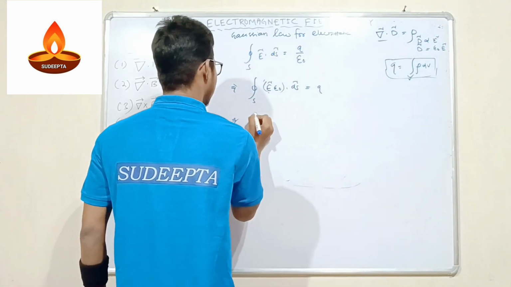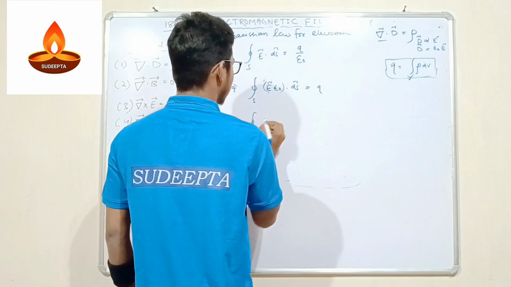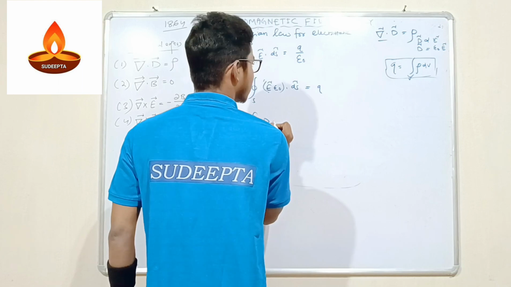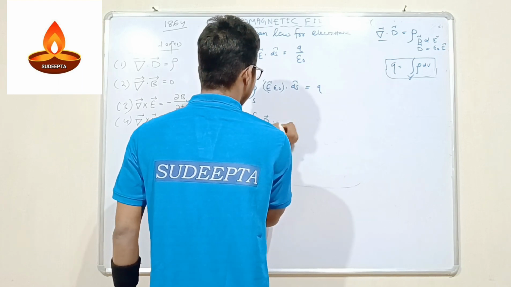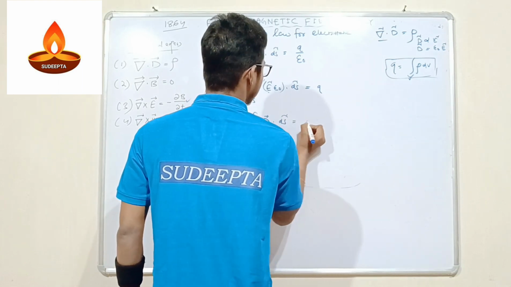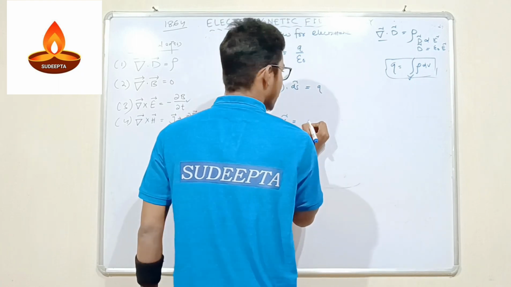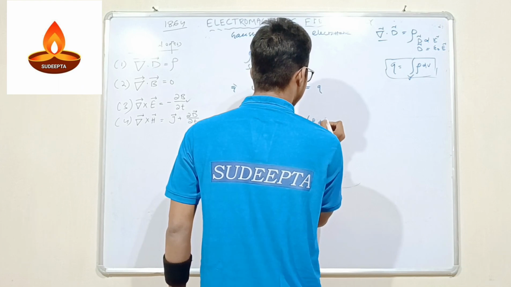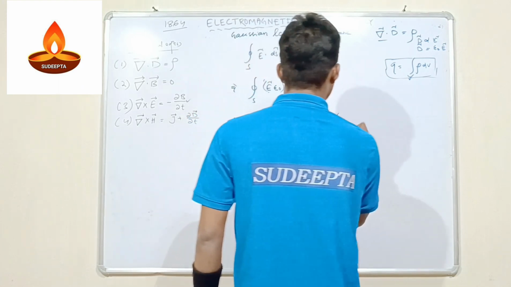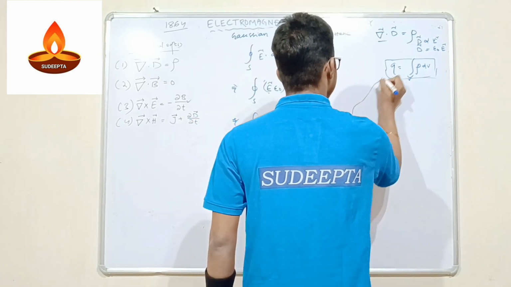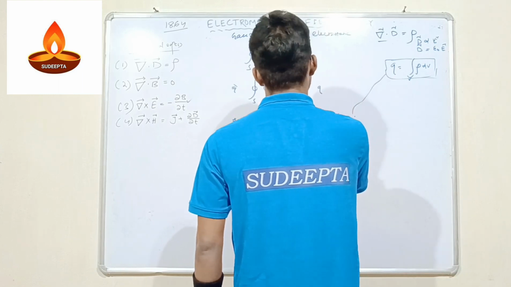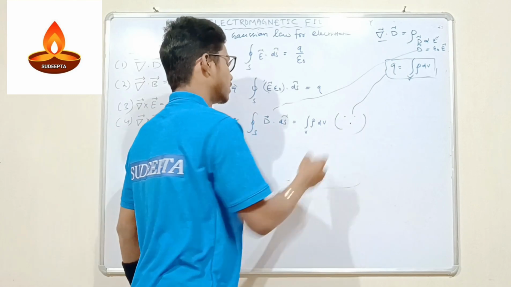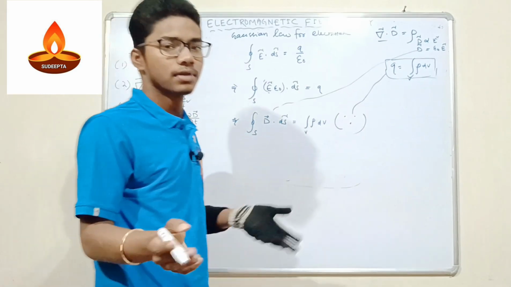So here the surface integral of the displacement density, D dot ds, is equal to q, which is equal to the volume integral of rho dv, as q is this much and D is this much. That's why I replaced these values.